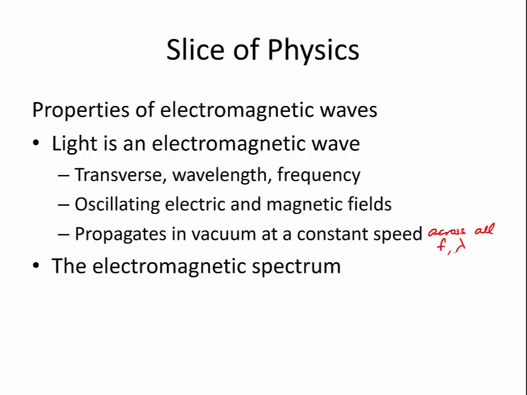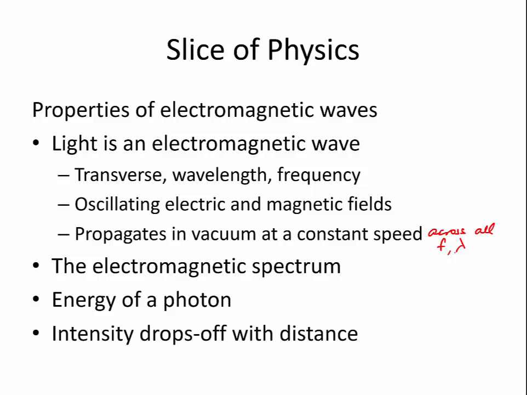That'll then lead us to talking about the electromagnetic spectrum, where we look at all kinds of light waves from gamma rays to radio waves. And we'll talk also about the particle nature of light, where the fundamental particle of light is called a photon, and we'll discuss what its energy is, and wrap up talking about how the intensity of light drops off with distance from the source that's emitting the light.